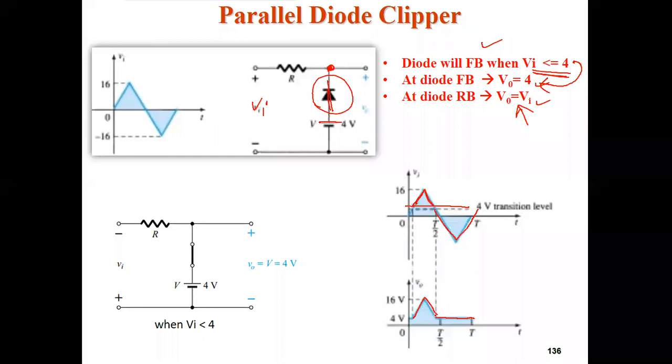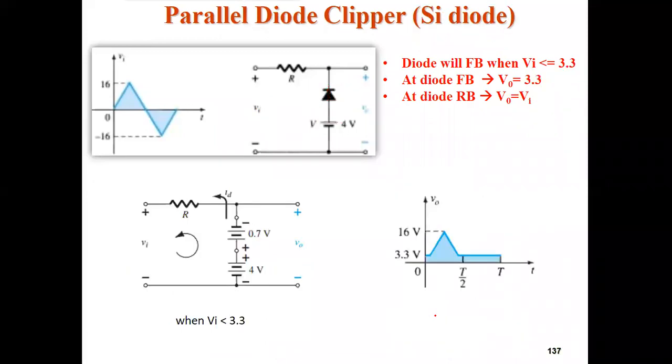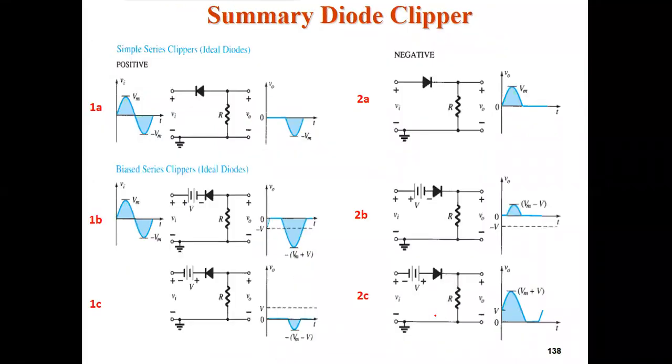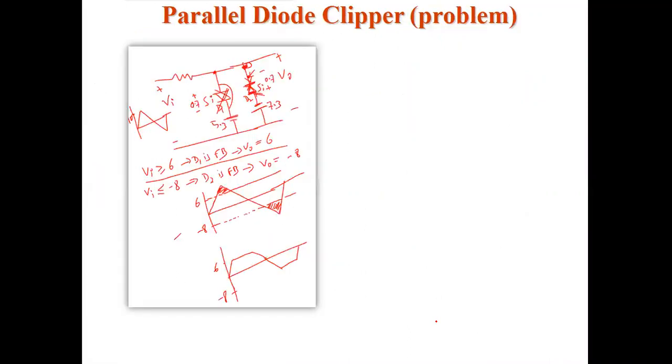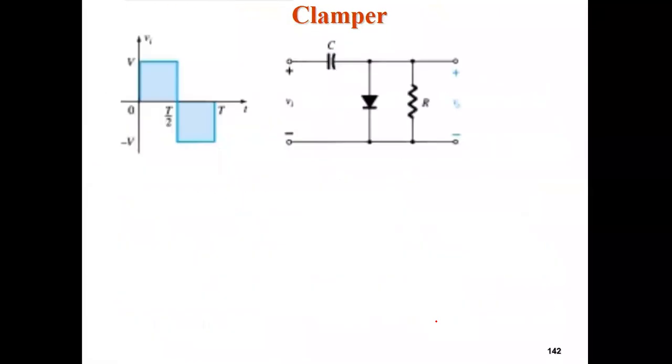Got it? So in this way you have to remember this, and you can go through these 2 summary pages. Next, quickly I'll tell you clamper, then I'll stop. I think it has been a long time.